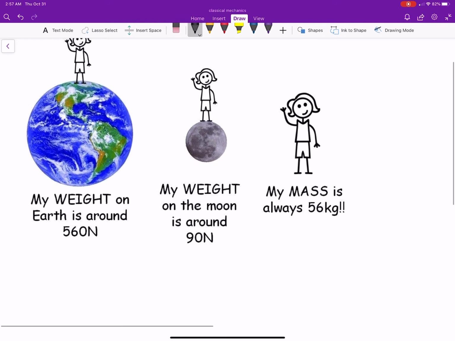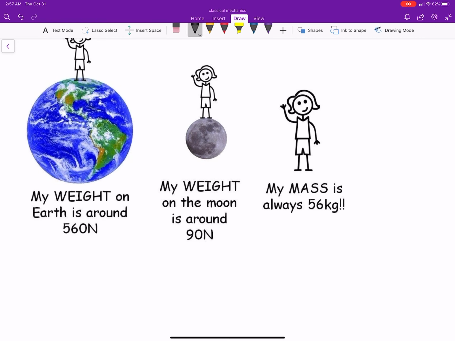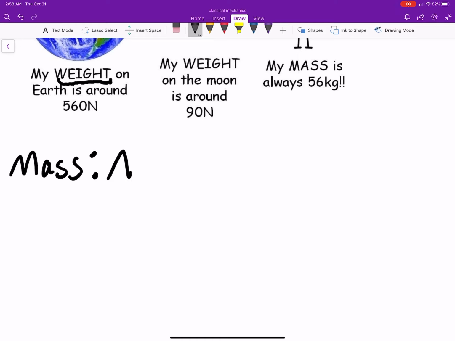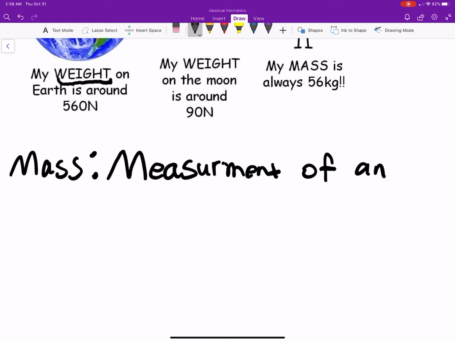And I found this little picture where it talks about weight compared to mass, where weight is a force due to gravity, and mass is basically how much of you there is. And the way I think we should define mass, well, there's different kinds, but we're going to define it like this to start for physics. We're going to define it as a measurement of an object's inertia.